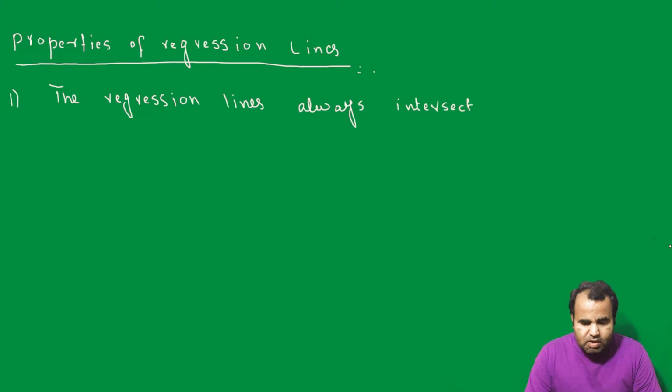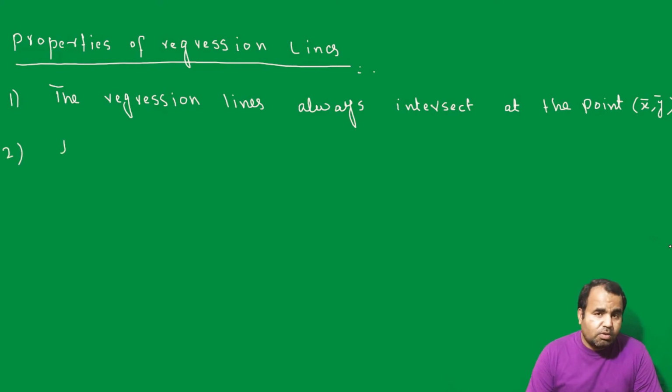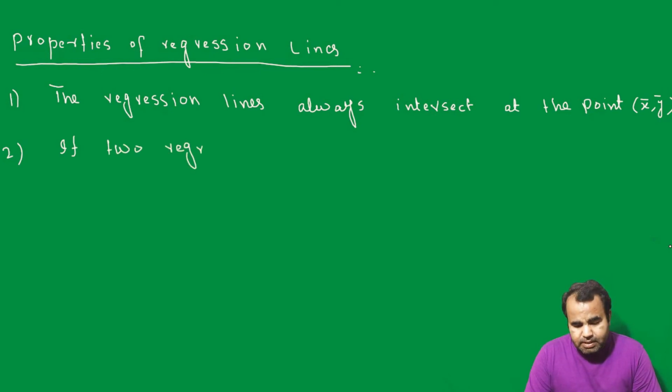So regression lines always intersect at a point, and what is that point? That point is (x bar, y bar). This is the first property of regressions. And the second property of regression is: if two regression lines are given.